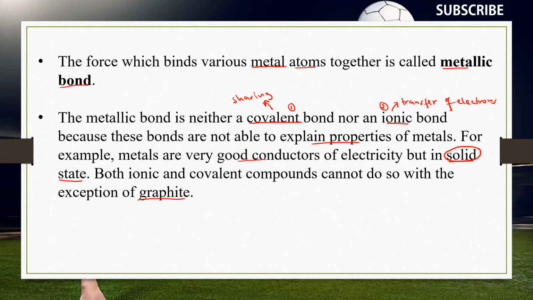Both ionic and covalent compounds cannot conduct in the solid state, with the exception of graphite. In our previous video, we looked at some of the properties of giant atomic structures, where we had graphite, and we said graphite can conduct electricity, although its bonds are mainly covalent in nature. So with the exception of graphite, ionic and covalent compounds cannot be like metallic substances that can conduct electricity in solid state. So let's look at the actual metallic bond.